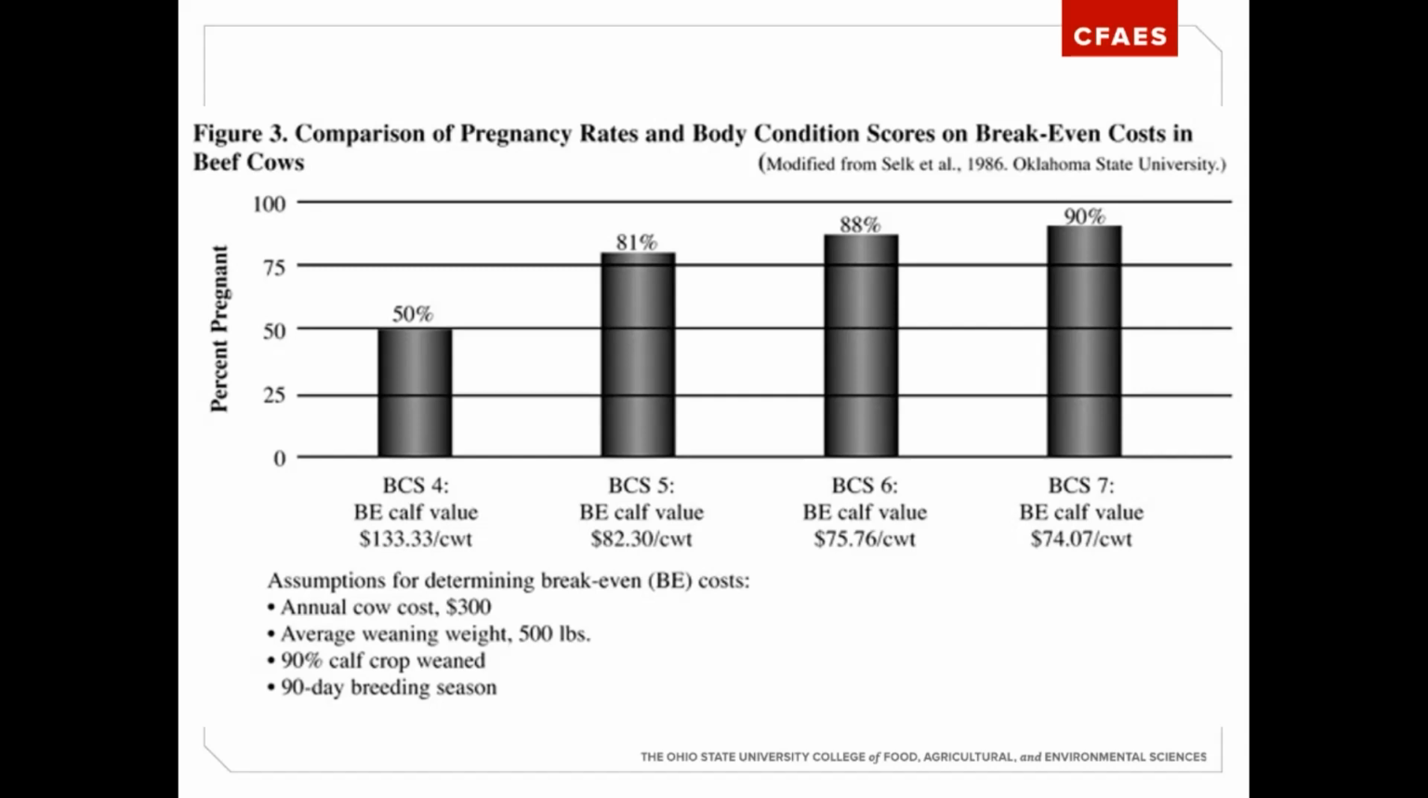Whereas if we jump one body condition score point value up to BCS of 5, that number jumps from 50 to 81%. And so on, if we go on to 6, it goes up to 88, and 7 goes up to 90. Whereas if you look at the costs, which are listed below, 133 to 82 to 75 to 74, they go down with increasing body condition score. Of course, this is going up to a certain body condition score. We would expect to see some issues once cattle start getting into that obese range. But overall, we can see that it's good to maintain animals in that BCS 5 to 7 range.